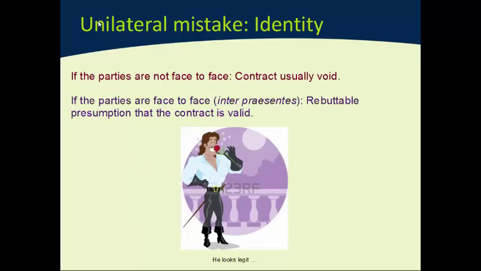Second type of unilateral mistake is a really interesting one. This is a unilateral mistake as to the identity of the other party. And we split this up depending on whether the two parties who are negotiating are face-to-face or not. If they are face-to-face, we call that inter presentes. It means between those who are present. Now, if the parties are not face-to-face, generally speaking, the contract is going to end up being void.